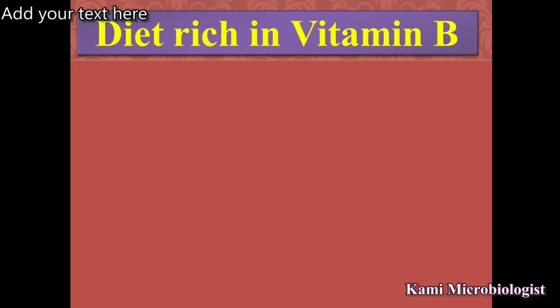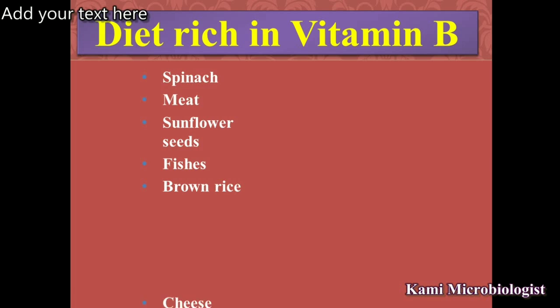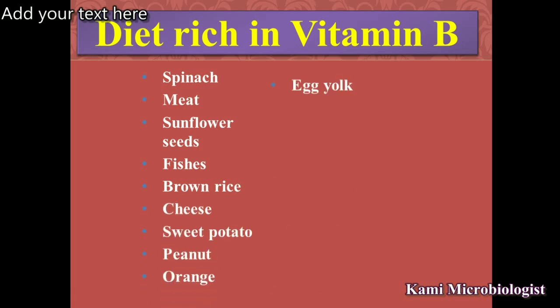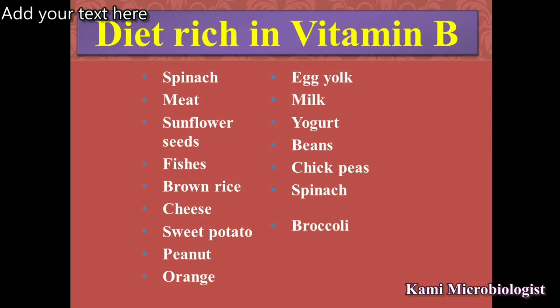Now let's see the diet rich in vitamin B. Mostly all the B vitamins are found in spinach, meat, sunflower seeds, fishes, brown rice, cheese, sweet potato, peanut, orange, egg yolk, milk, yogurt, beans like kidney beans, chickpeas, broccoli, almonds, banana and lentils.